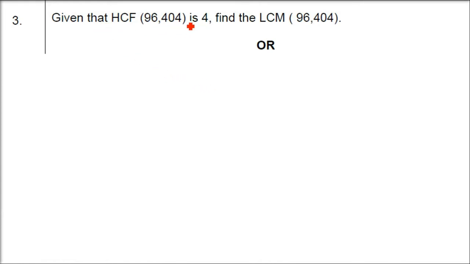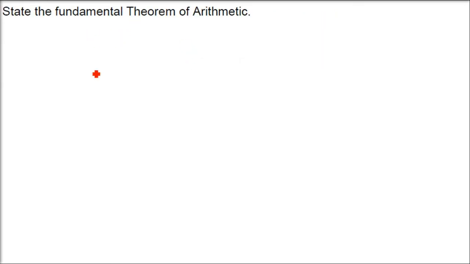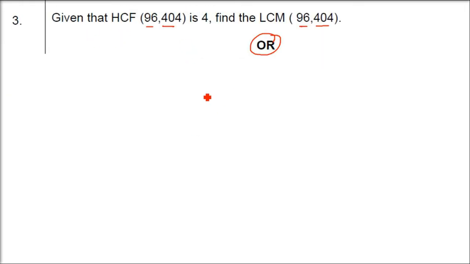The HCF is given and the LCM is given. We have to find the LCM because HCF is given. So there is a relation. The HCF is given, so there will be an option. There is an OR in between.